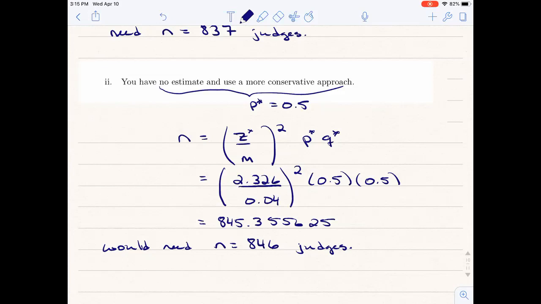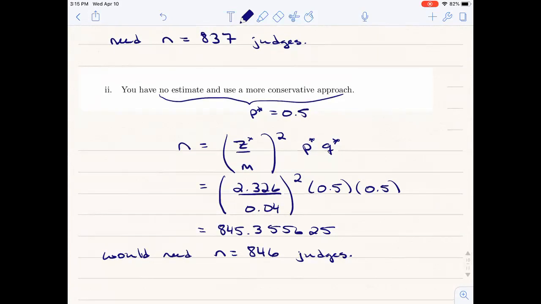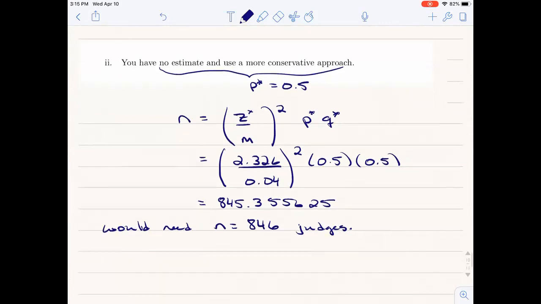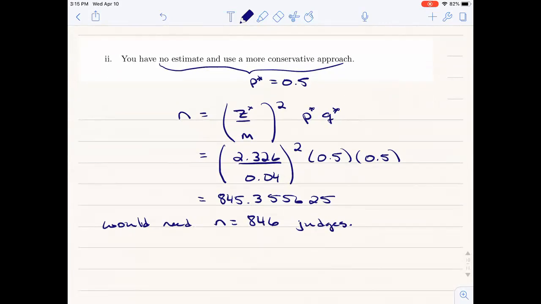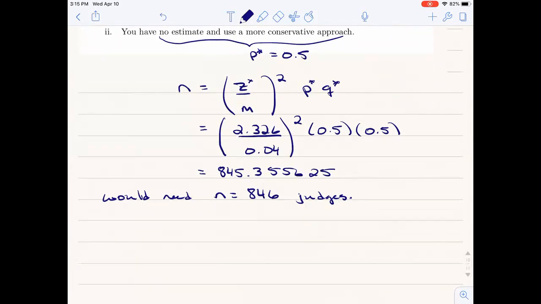Cool. Okay. So the 837 judges versus 846, why not go for 850 and call it a day? Okay. All right. Any other questions about that one?